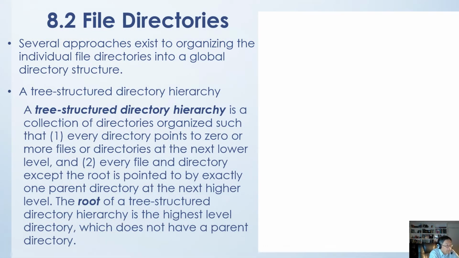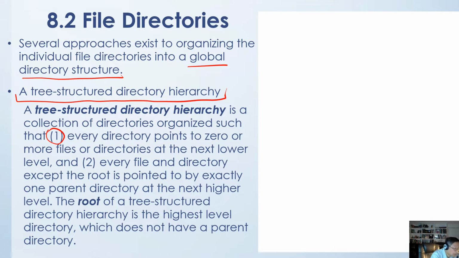Now, depending on the operating system, several approaches exist to organizing the individual file directories into a global directory structure. The first directory structure we're going to talk about is a tree structure directory hierarchy. A tree structure directory hierarchy is a collection of directories organized as follows. One, every directory points to either 0 or more files or directories at the next lower level.